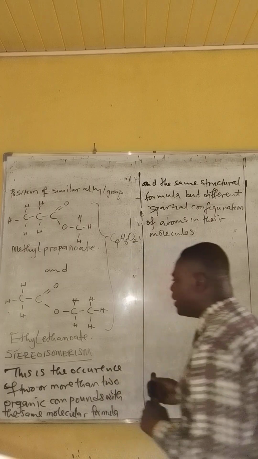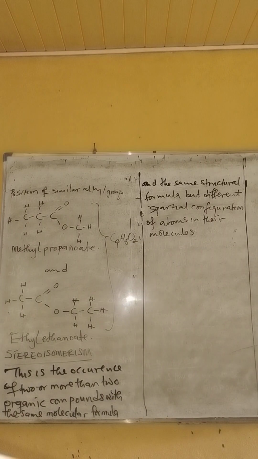Look at something. Let's compare stereoisomerism with structural isomerism. In structural isomerism, there is occurrence of two or more than two organic compounds with the same molecular formula but different structural formula. But here now, they have the same molecular formula, they still have the same structural formula. But when it now comes to arrangement, configuration means arrangement, spatial arrangement of atoms in their molecules, there is difference.